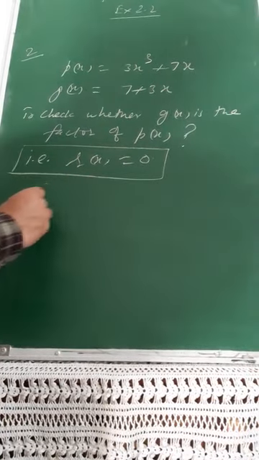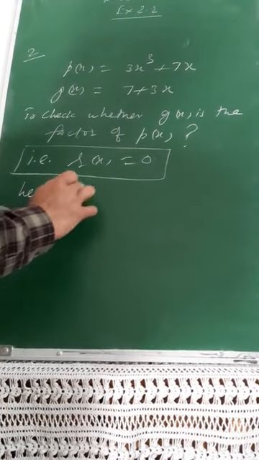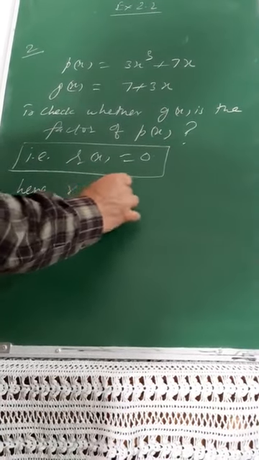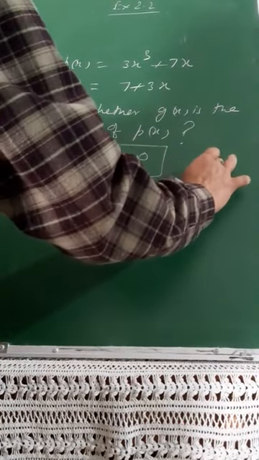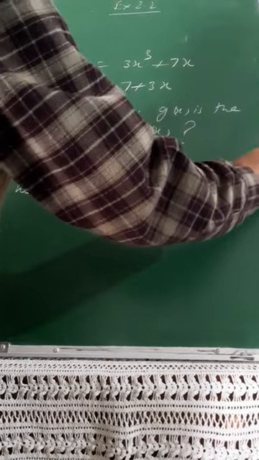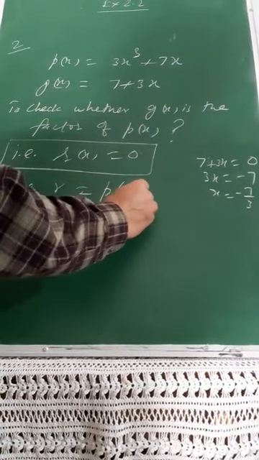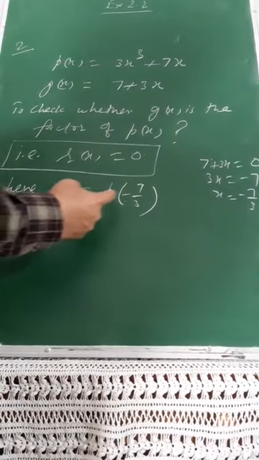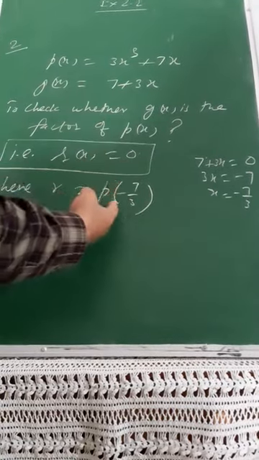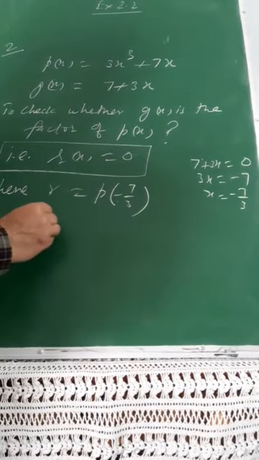So the remainder here is equal to what? I have to do again, 7 plus 3x is equal to 0. 3x is equal to minus 7, so x is equal to minus 7 upon 3. So, because it is lying in the form of x plus a, my remainder will be p of minus a. And what is that a? According to this, that will be minus 7 upon 3. So therefore p of minus 7 upon 3.